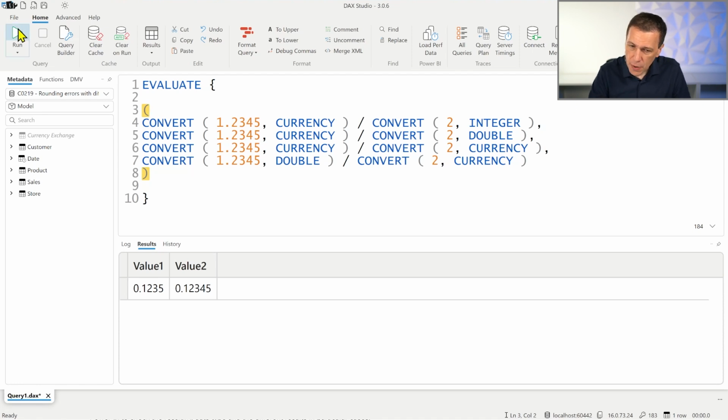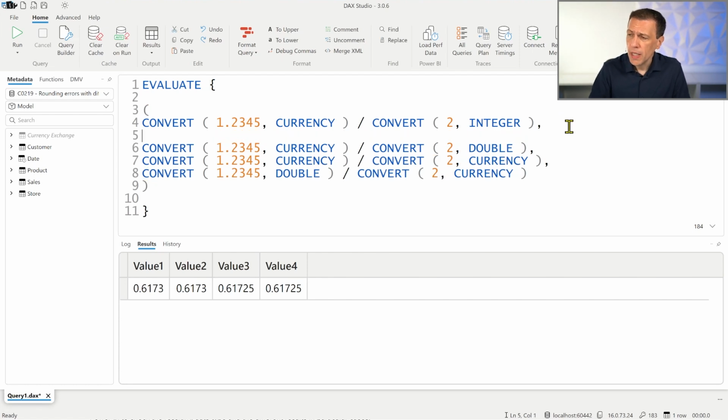So let's execute this code. And let me comment what we have. Let's start from the first one. In the first one, we are dividing the currency by an integer. The result has to be a currency.